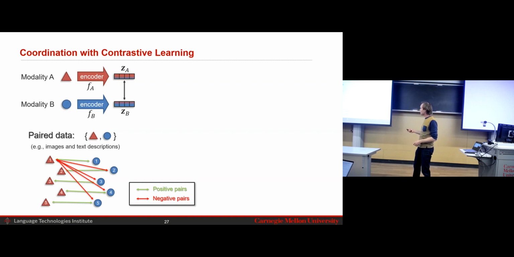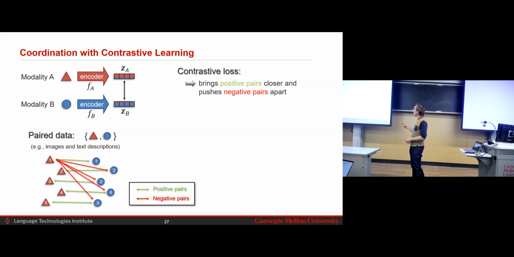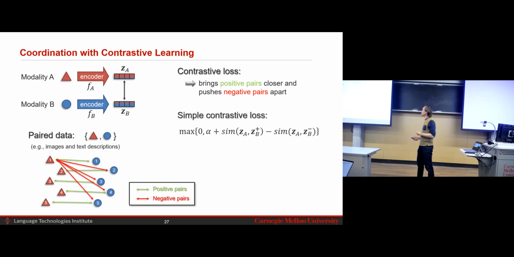So what's really nice is that you will want to bring positive pairs closer, which is what we were doing with the coordination function. The main difference is that you're going to bring the negative pairs further from each other. And one of the first contrastive losses that was proposed, what does it look like? It looks a lot like a hinge loss, like an SVM loss, a max margin loss.